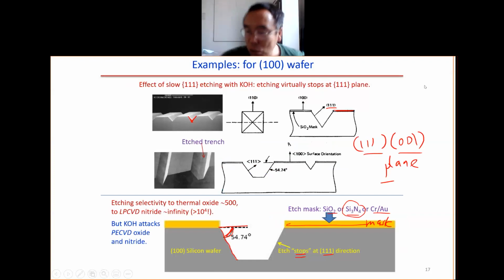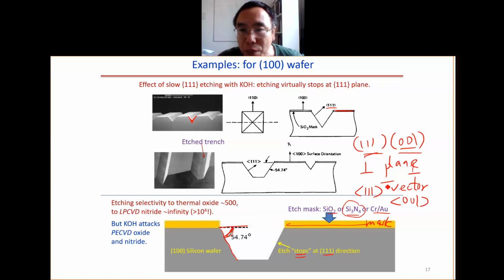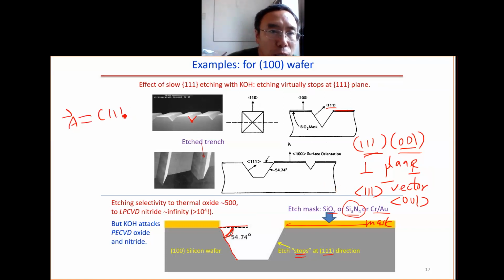So now I come back. The angle between the 111 plane and the 001 plane is the same as the angle between the 111 vector and the 001 vector, because this one is perpendicular to this plane and this one is perpendicular to this plane. So the angle between them is the same as the angle between those two vectors. How to calculate the angle between the vectors? Vector A equals 111, vector B equals 001.